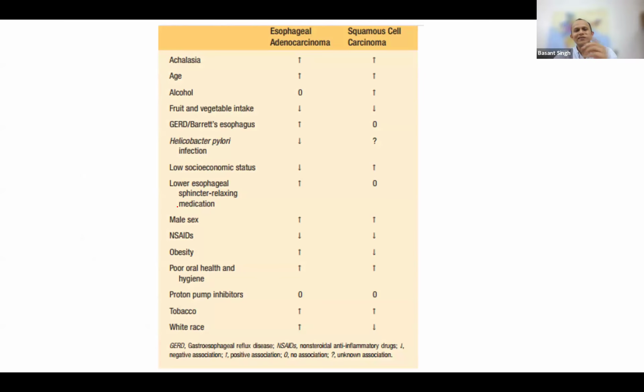In the previous edition, they had mentioned that PPI increases the risk of adenocarcinoma, but this time they have mentioned it as zero effect. Alcohol obviously is not there for adenocarcinoma, and PPI also. In one of your papers, 3, 4 years back, they had asked about PPI. So this is a new table in your new book. Every year they change the risk factors. The rest all are self-explanatory.